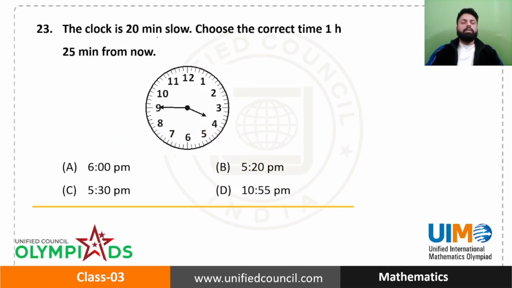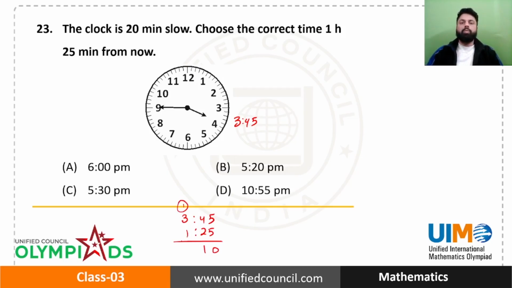Next one. The clock is 20 minutes slow. Choose the correct time. 1 hour 25 minutes from now. Here the time is 3:45. After 1 hour 25 minutes, this will become 10, this is 7, so 1 will be here and 1 will go here.